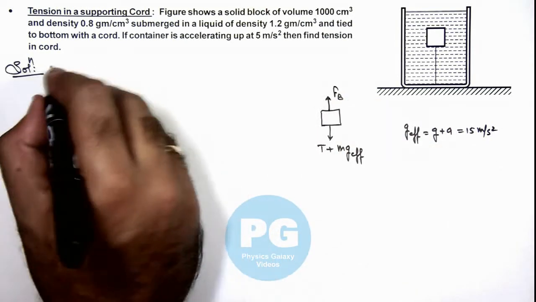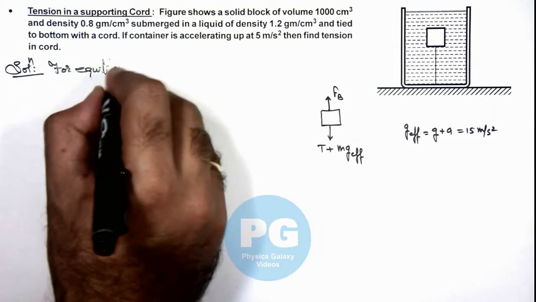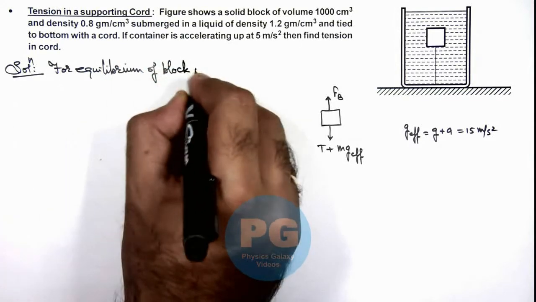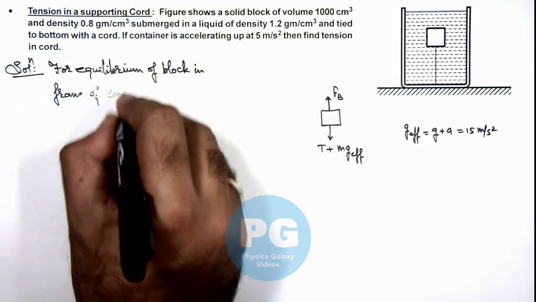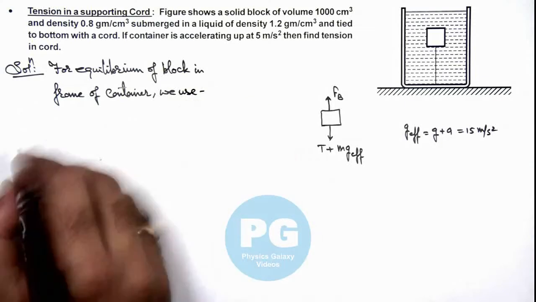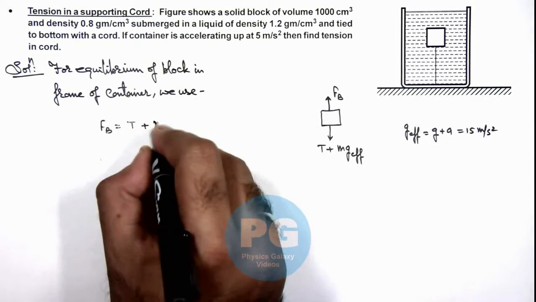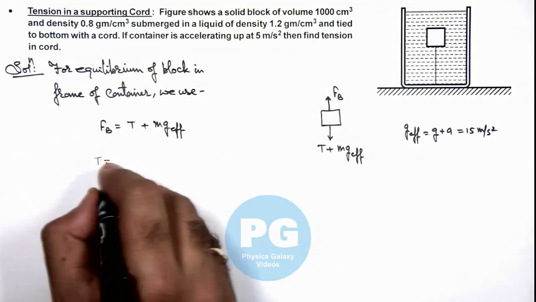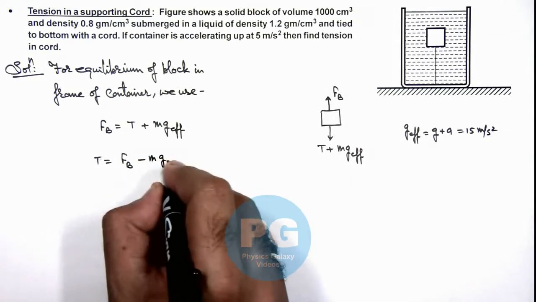So here we can write, for equilibrium of block in frame of container, in this situation, buoyant force is equal to T plus mg effective. So here the value of tension we'll be getting is buoyant force minus mg effective.